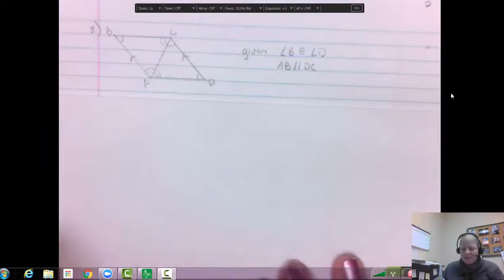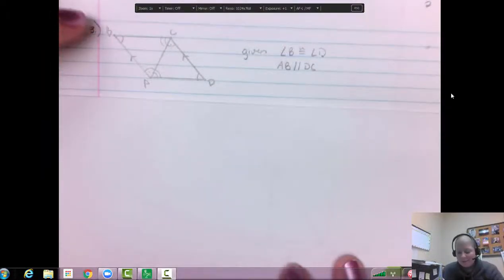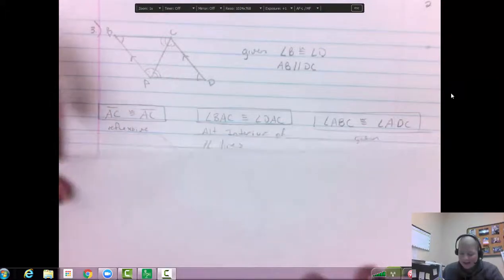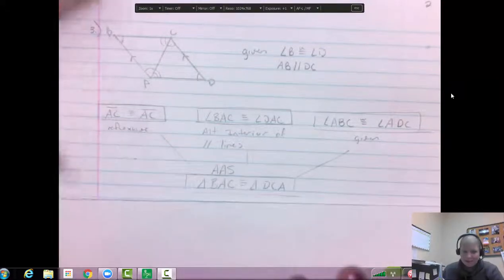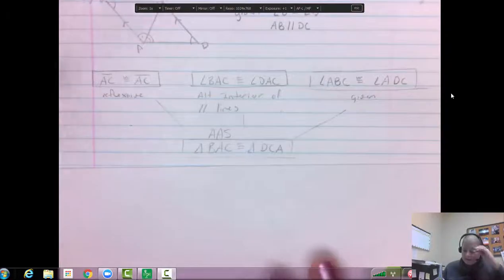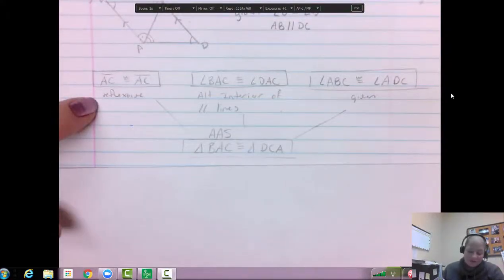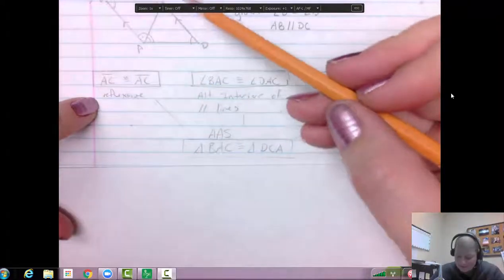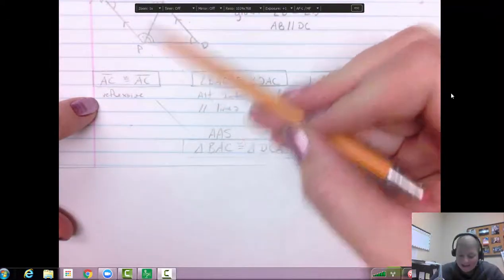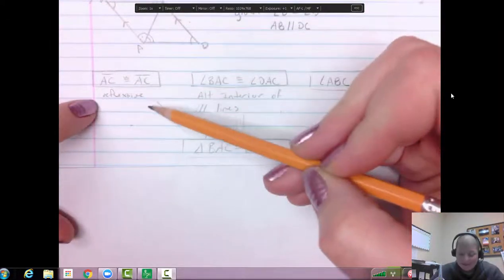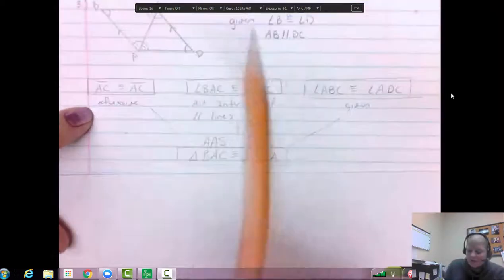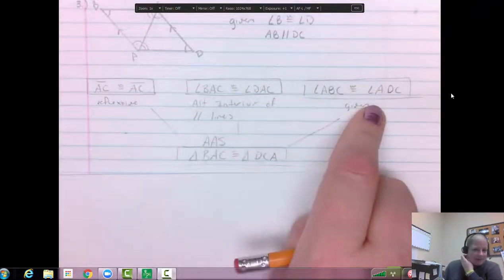So let's use angle, angle, side. The first thing we want to state is we know B and D are congruent. Here's how I did it. I guess I'll just open it up. Oh, I did angle, angle, side, so I did my side first, whatever, it doesn't matter. So I said, okay, AC is congruent to AC by reflexive. And you could have mixed these up, is what I'm saying, it doesn't matter.